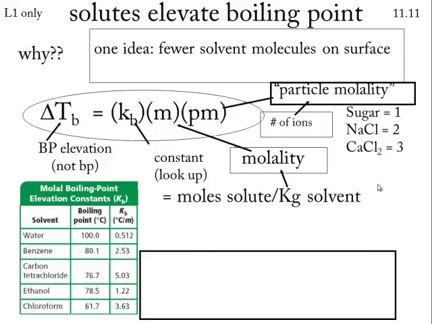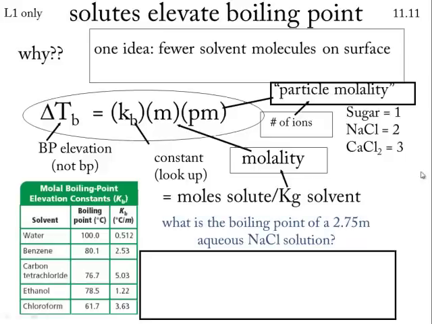There's the molality again. And let's go ahead and solve a quick problem. What's the boiling point of a 2.75 molal aqueous sodium chloride solution? Well, this should give us an idea of that salt water problem with spaghetti that we referred to before. This sounds like much more salt than you'd add to your spaghetti boiling on the stove, but let's go ahead and check it out.